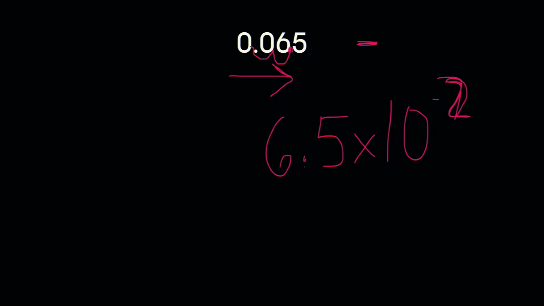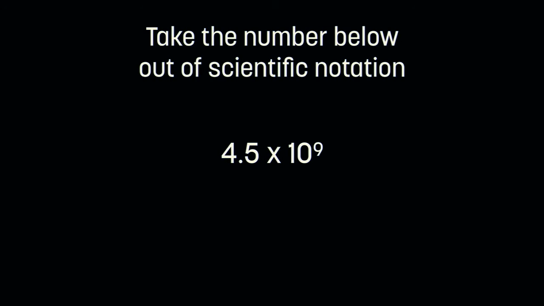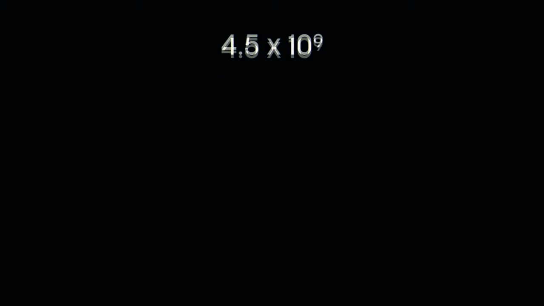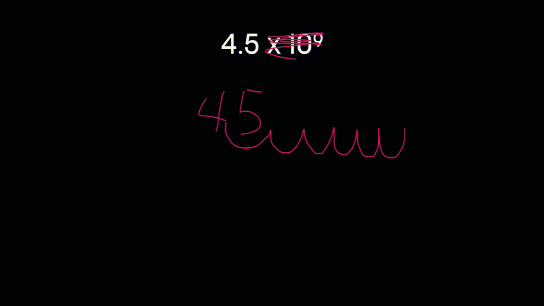All right. I know you're going to need more practice with that, and we will. Let's try the example of taking a number out of scientific notation. So 4.5 times 10 to the 9th. If we're taking it out of scientific notation, we're going to first drop this part and just deal with the 4.5. We know that we have to move the decimal place 9 spaces. So that's 1, 2, 3, 4, 5, 6, 7, 8, 9.